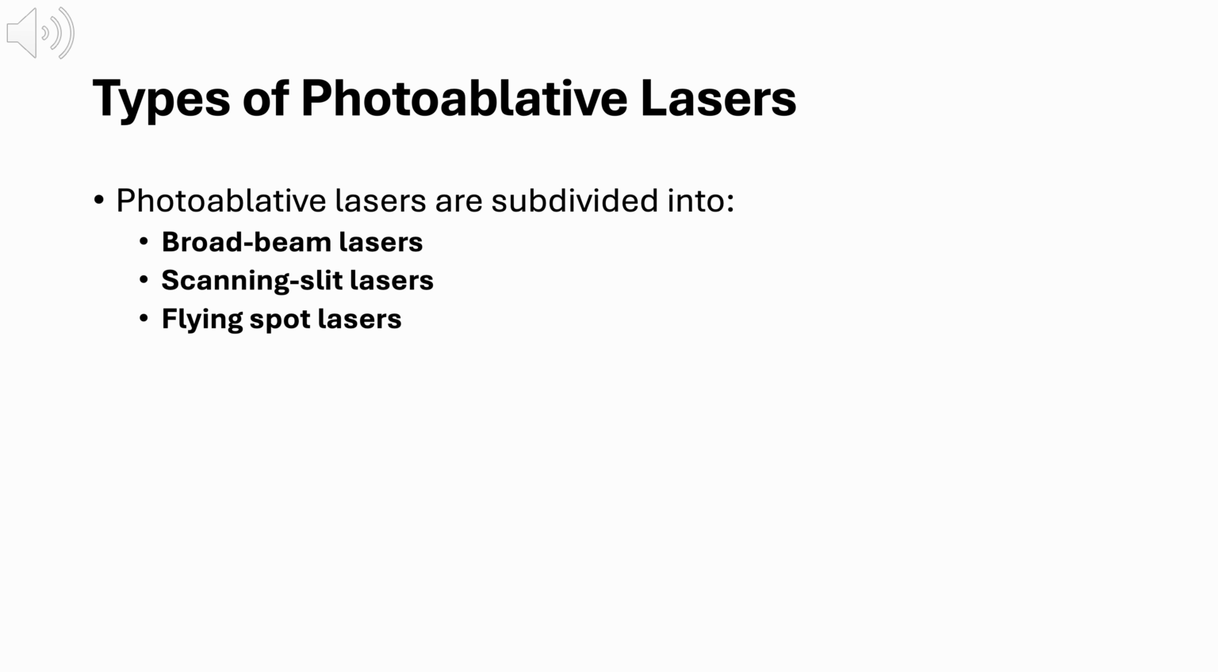Now that we understand how photoablation works, the next question is how that energy is delivered to the cornea. Photoablative excimer lasers aren't all designed the same. They're categorized based on the pattern and method by which laser energy is applied across the optical zone. There are 3 major delivery systems, and each has different implications for accuracy, tissue efficiency, and visual outcomes: broad beam lasers, scanning slit lasers, and flying spot lasers. We'll go through each of these designs individually in the next few slides.